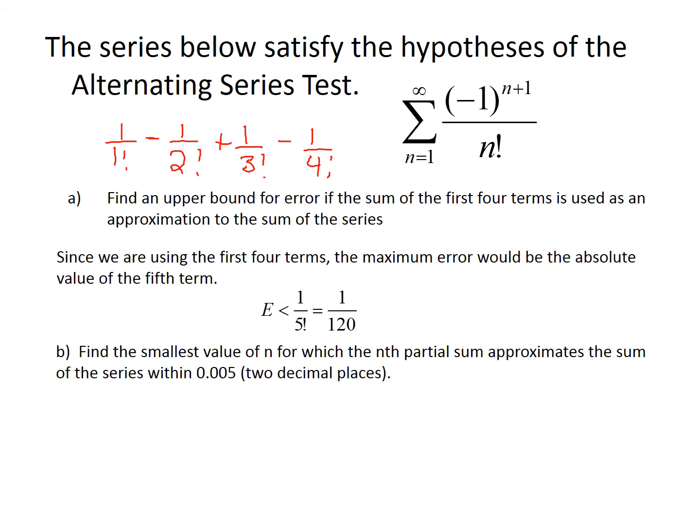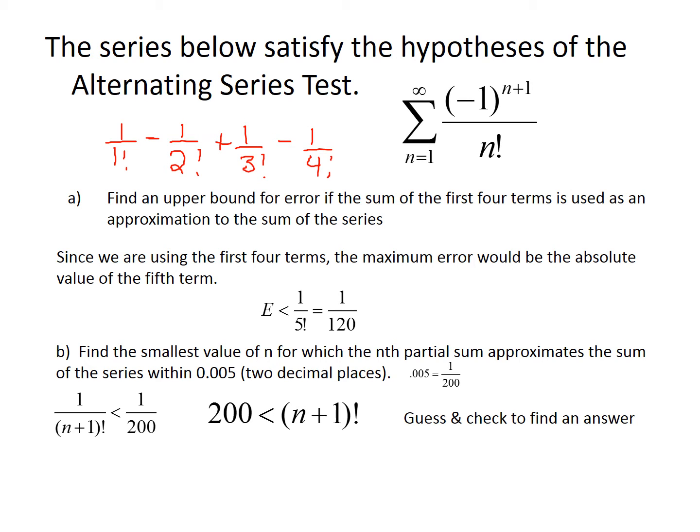Now, sometimes I want to know how many terms I need to get a certain level of accuracy. So if I want 2 decimal place accuracy, and I know that to be 0.005, then I need to figure out how many terms I need to get less than 1 over 200, because 0.005 is 1 over 200. So the next term has to be less than 1 over 200. Now I'm going to cross multiply that. And there's no way to solve that other than just guess and check. There's no algebraic way of solving this. We just have to remember that n is an integer.